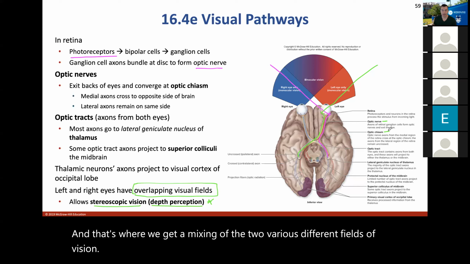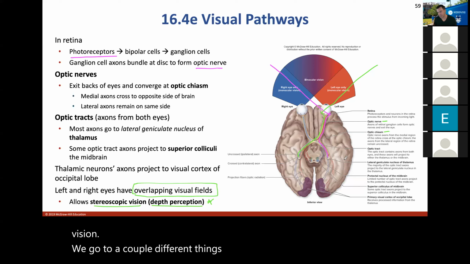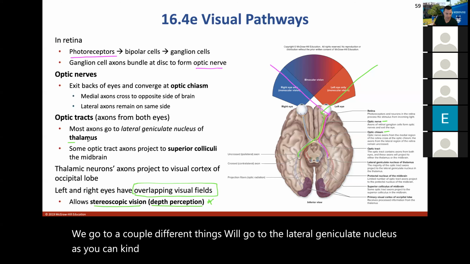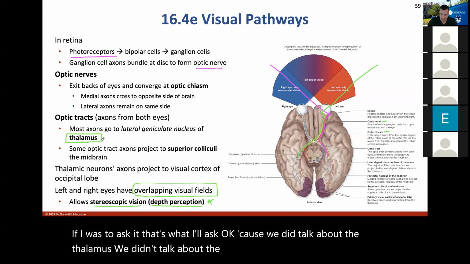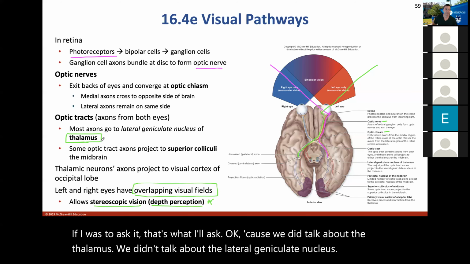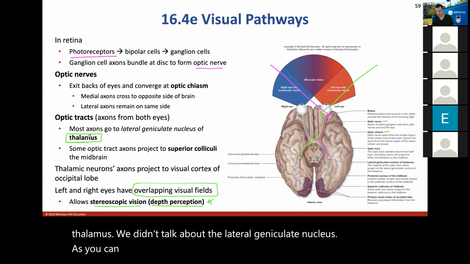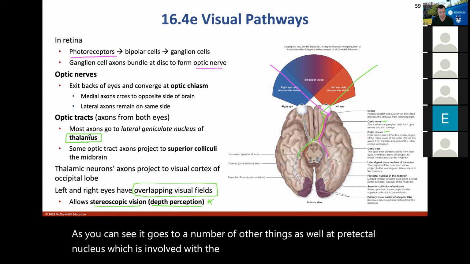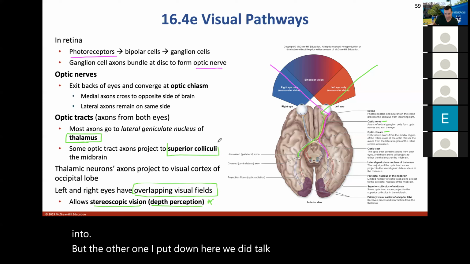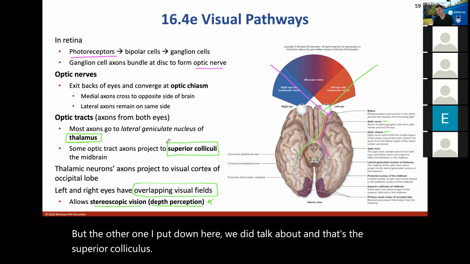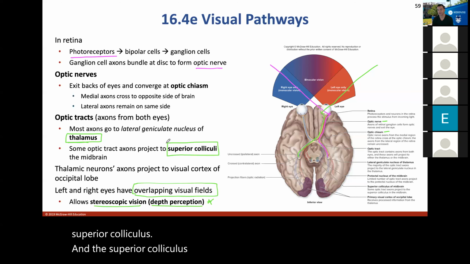We go to a couple different things. We'll go to the lateral geniculate nucleus, as you can kind of see there, but I can't remember if I changed it over to thalamus. If I was to ask it, that's what I'll ask, okay? Because we did talk about the thalamus. We didn't talk about the lateral geniculate nucleus. As you can see, it goes to a number of other things as well. A pretectal nucleus, which is involved with the pupillary light reflex, which we didn't get into. But the other one I put down here, we did talk about, and that's the superior colliculus. And the superior colliculus was involved with reflexes associated with vision.